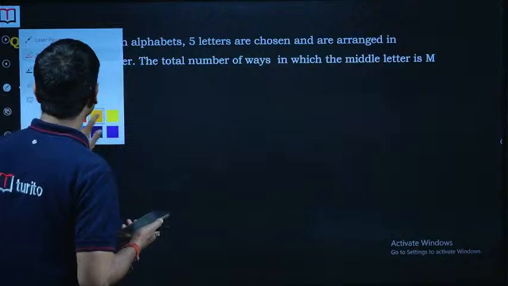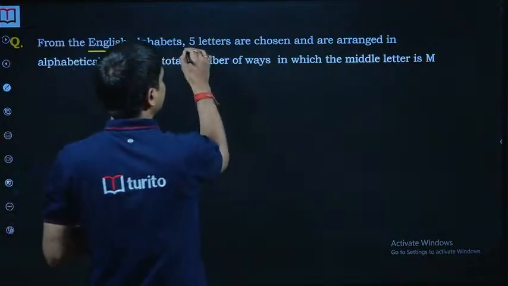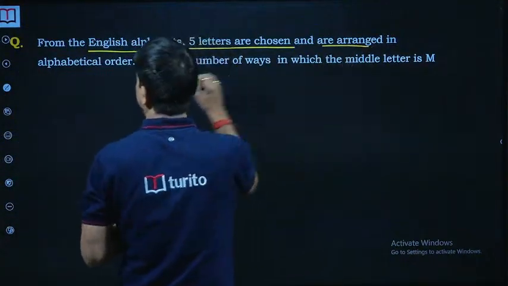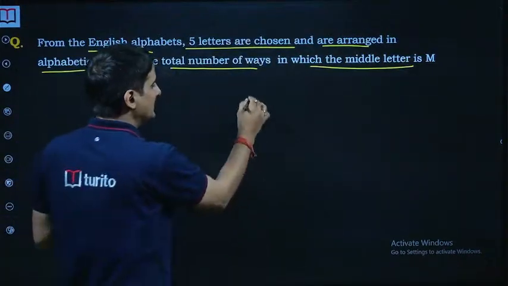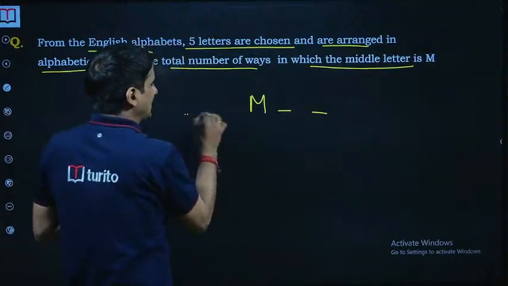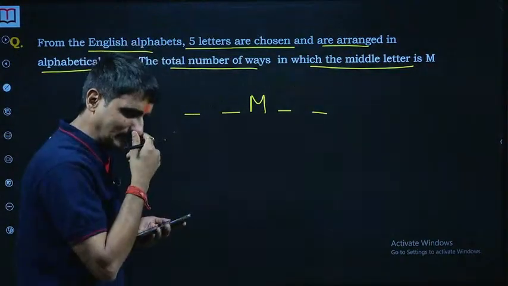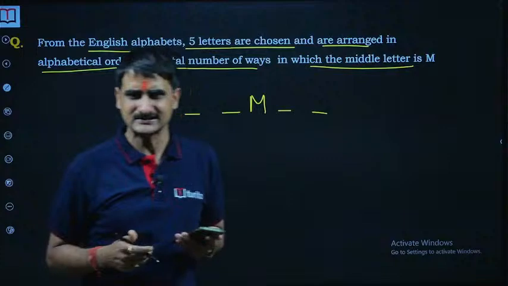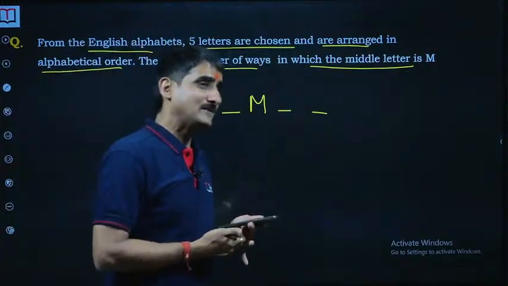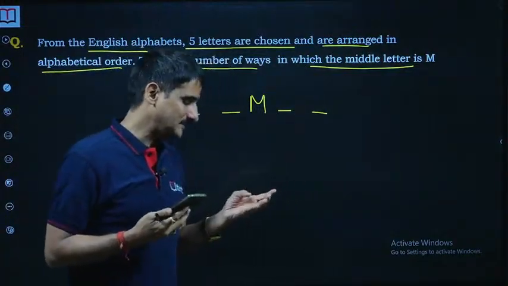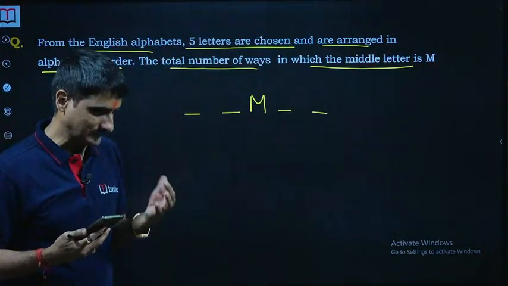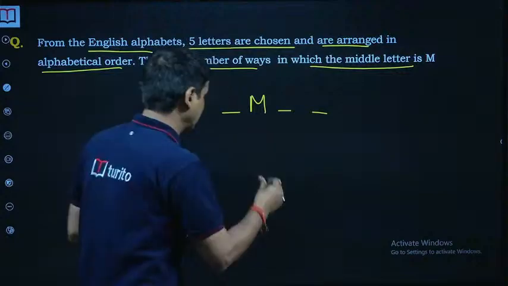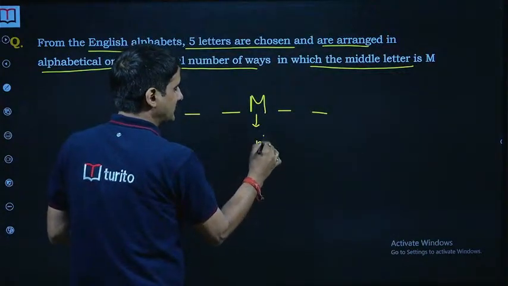So now the next question is, from the English alphabet, 5 letters are chosen and are arranged in alphabetical order. Then find the total number of ways in which the middle term is M. Middle term is M. So there are 26 alphabets in English, no? So M: A, B, C, D, E, F, G, H, I, J, K, L, M. It's the 13th alphabet in alphabetical order.